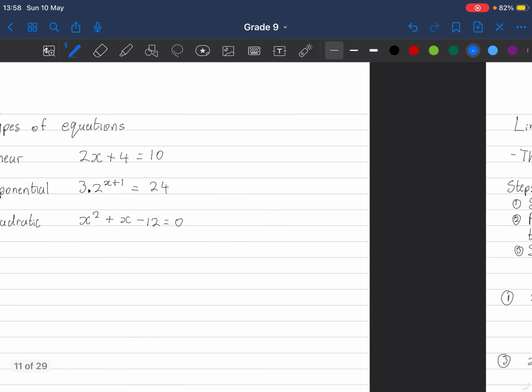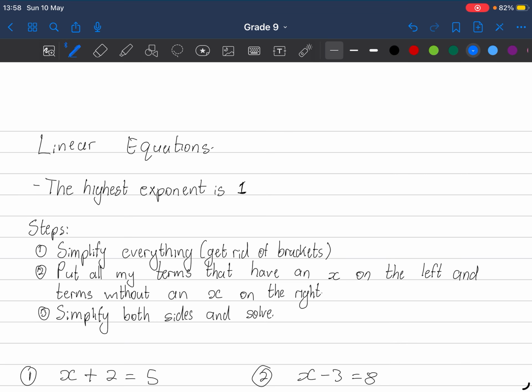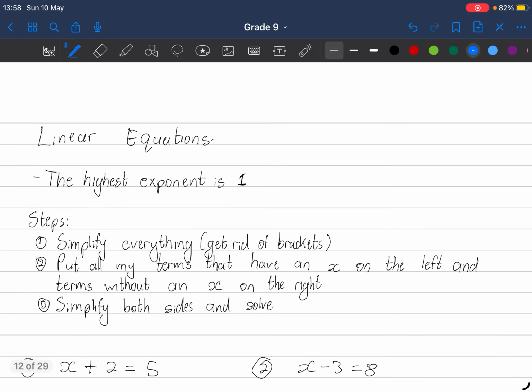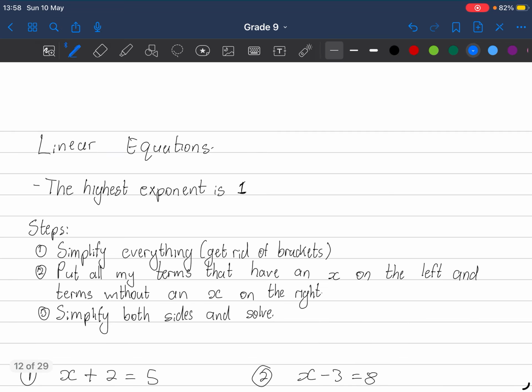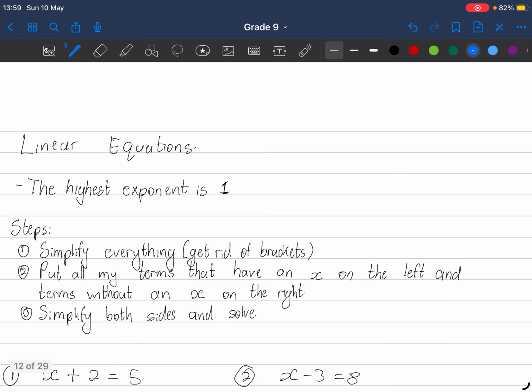Basically, the highest exponent is 1. There's no exponent higher than 1. That makes it linear. There's three universal or general steps that we're going to follow. Step 1, we won't see it until later on, but it says to simplify everything, which means we're going to get rid of brackets. We're going to apply some products and some multiplication and whatnot, but we'll get into that.